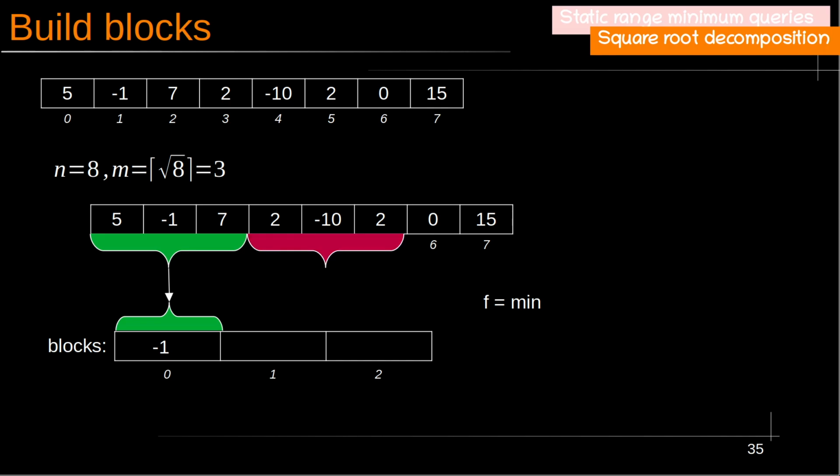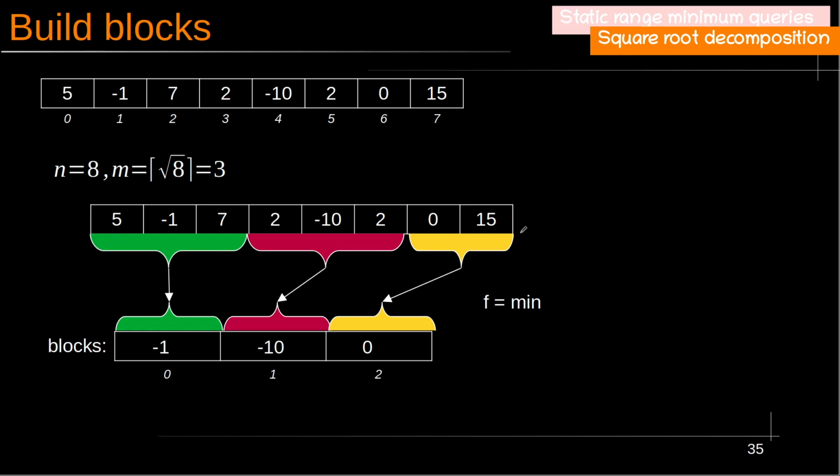The next 3 cells, 2, -10, 2, their minimum is -10, which is stored in index 1 of the array blocks. And for the remaining 2 cells, their minimum is stored in the last cell of the array blocks. So we have an array blocks that stores the minimum of each 3 cells in the original array.